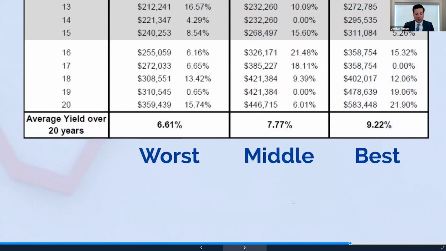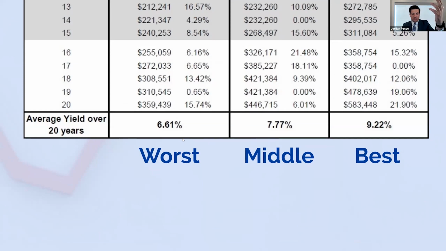Oh, I wanted to zoom in on here. So yeah, you've got 6.6 as the worst, let's just say 7.8 as the middle, which is very close to the average, and then 9.2 is the best.